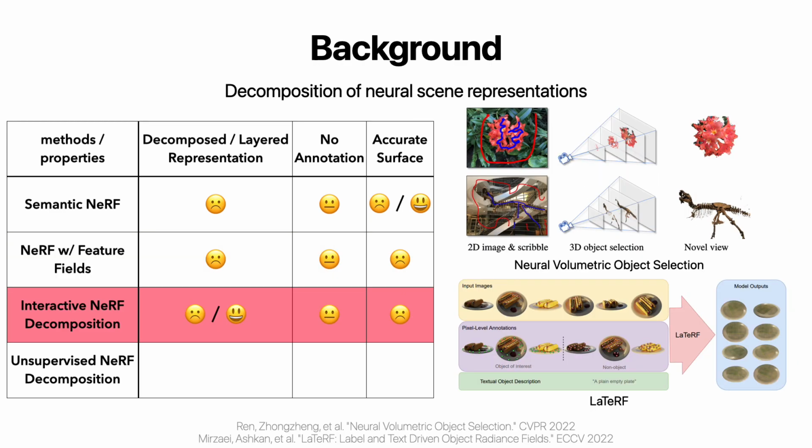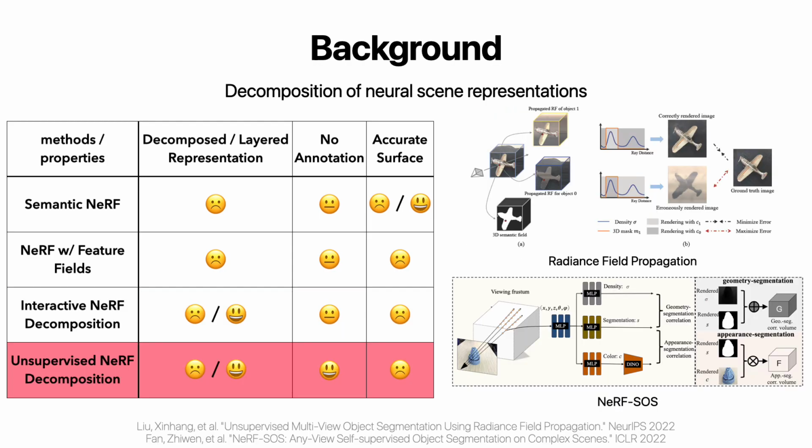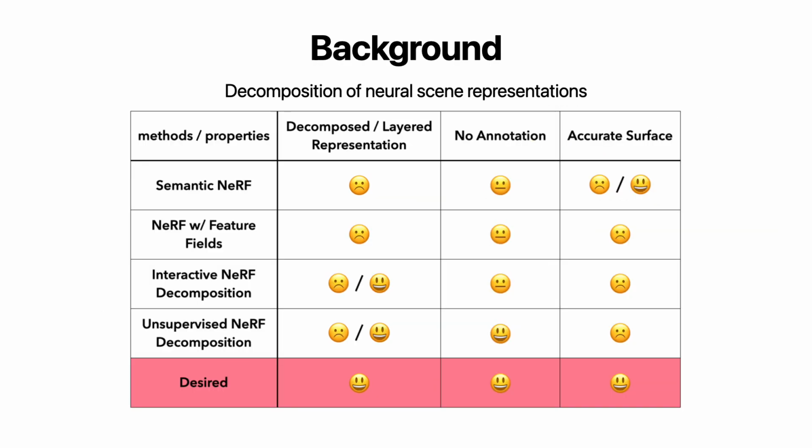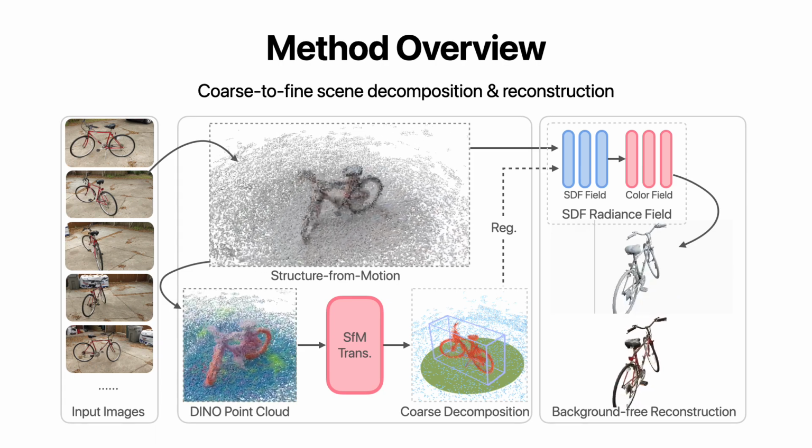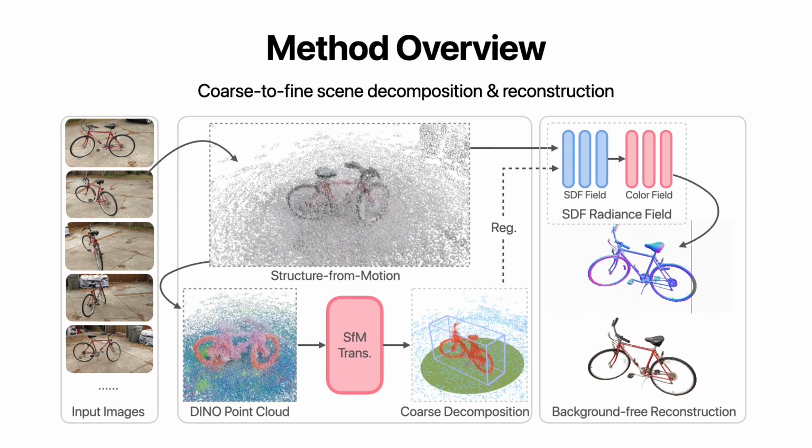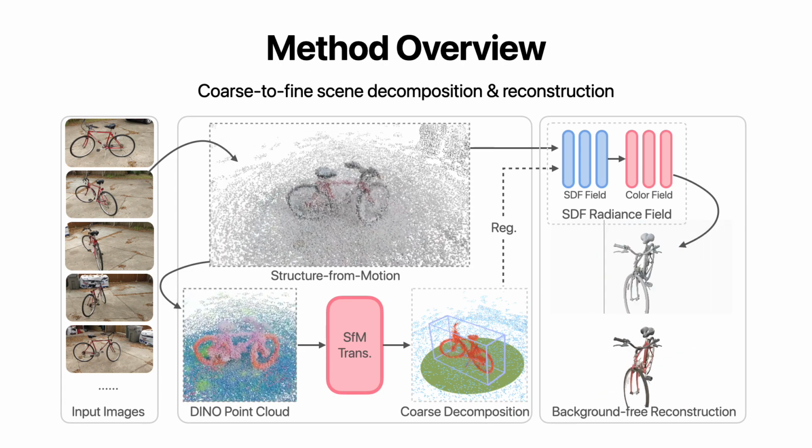Some works alleviate the annotation cost of multi-view segmentation masks with human interactions and different forms of sparse human annotation like scribbles and seed points. Some concurrent works propose unsupervised NeRF decomposition, either in the form of decomposed representations or segmentation fields. However, we cannot obtain object models with accurate surfaces from these methods. Our proposed method fulfills all three desirable properties, making it suitable for automatic creation of large-scale 3D assets and datasets. In the following, we introduce our proposed automated 3D object discovery and reconstruction pipeline in more detail.